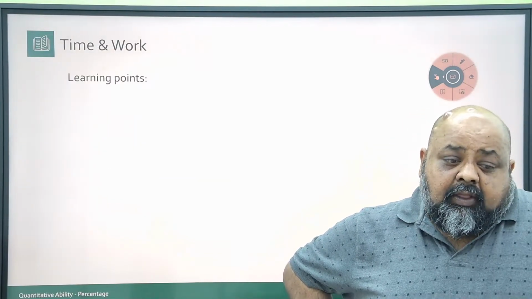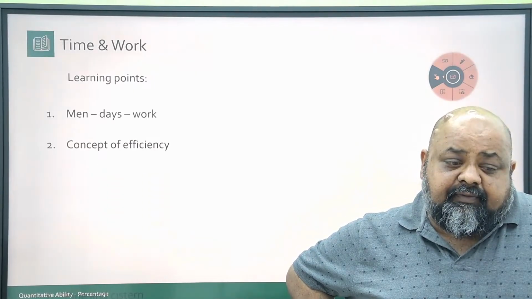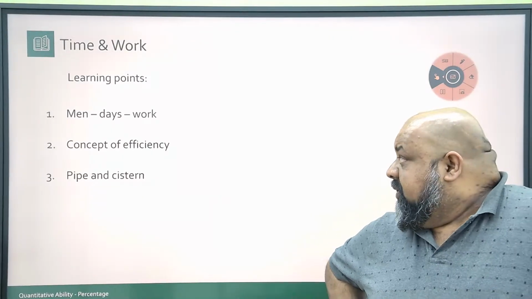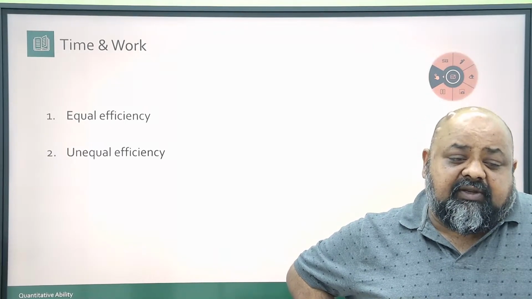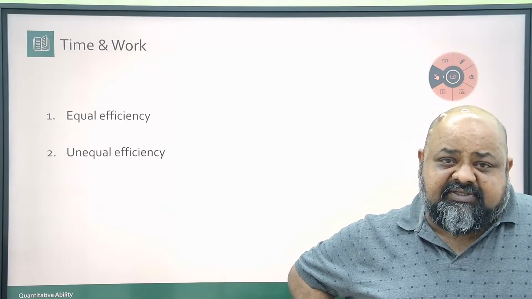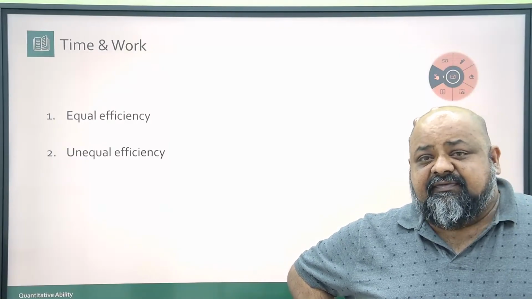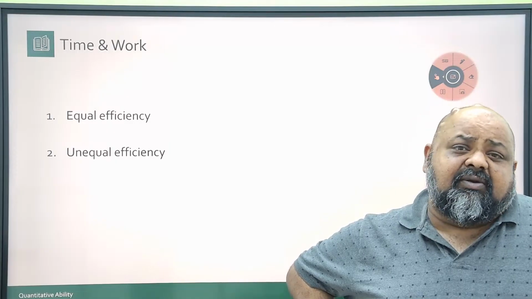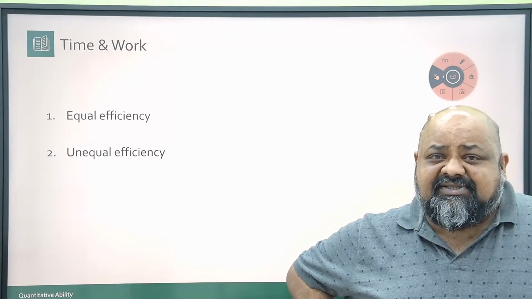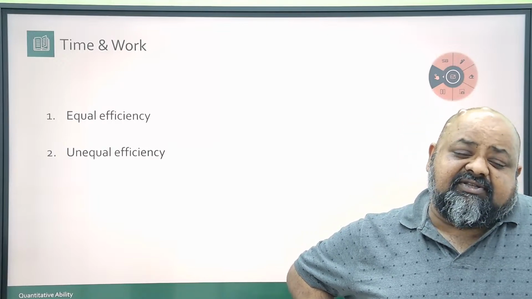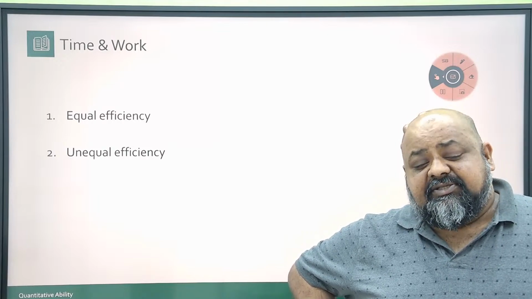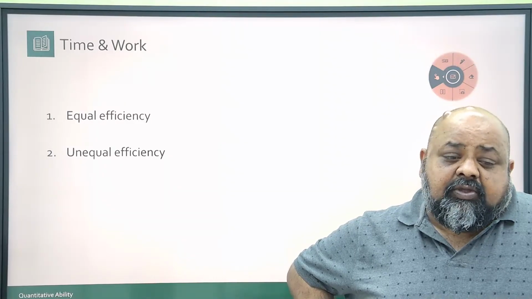Now, what we had talked about was the fact that when we talk of time and work, we are looking at man days work, concept of efficiency, etc. Now, there can be two types of questions. One pertaining to equal efficiency, the other pertaining to unequal efficiency. Equal efficiency was 5 men doing a work versus 10 men doing a work. So every person has the same efficiency, everyone does the same work every day. Unequal efficiency was A doing the work in 10 days, B doing the same work in 20 days. So that was a distinction.